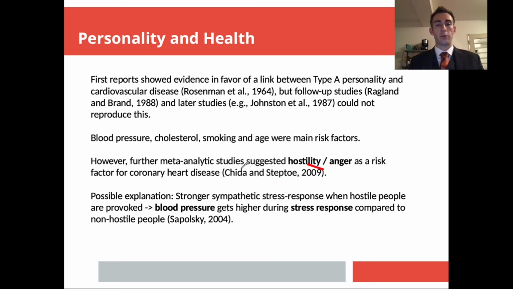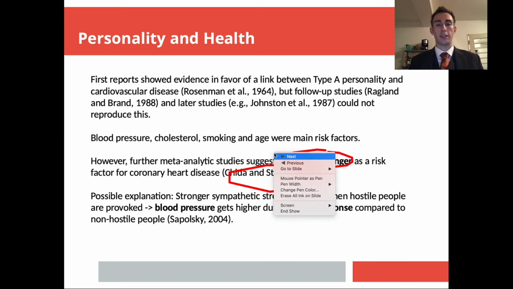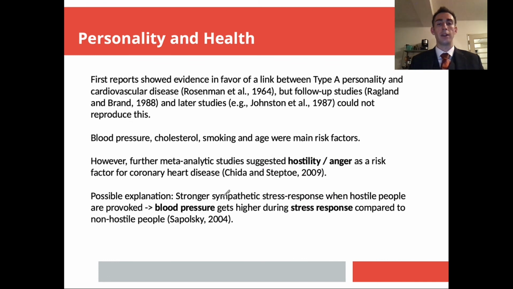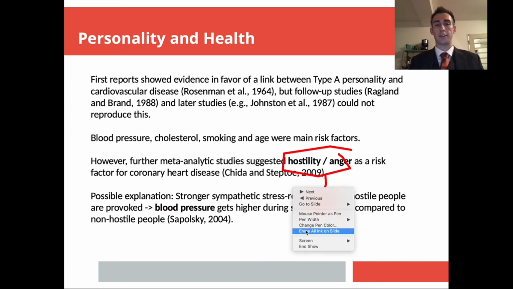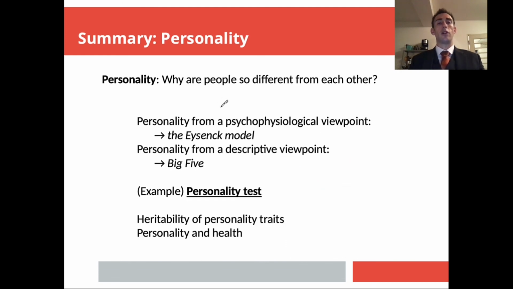Further meta-analysis more recently, in 2009, showed that actually hostility and anger was a risk factor of coronary heart disease. And of course, that kind of makes sense, as we've talked about, because hostility or anger could cause a sympathetic nervous system stress response when a hostile person is provoked, which causes a higher blood pressure. And we know that blood pressure is a risk factor for heart disease. So there's sort of a jump to inferences there. You can figure out how a certain personality trait causes cardiovascular disease. It makes sense.